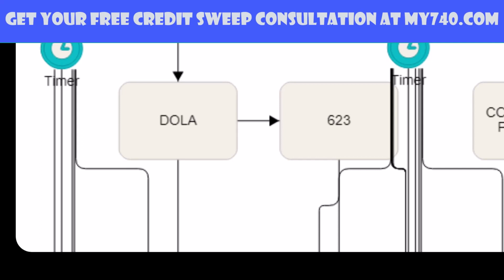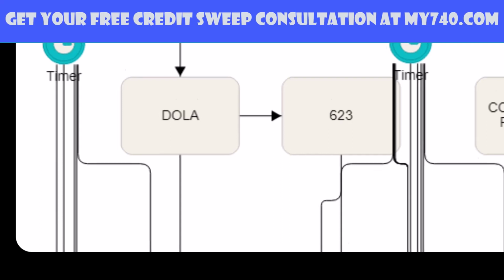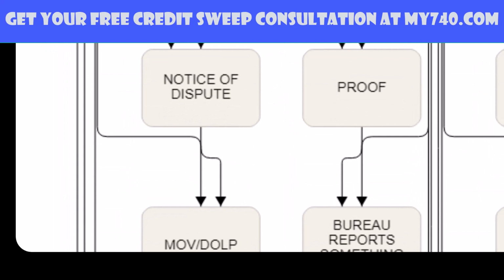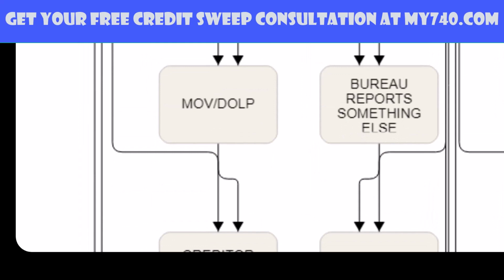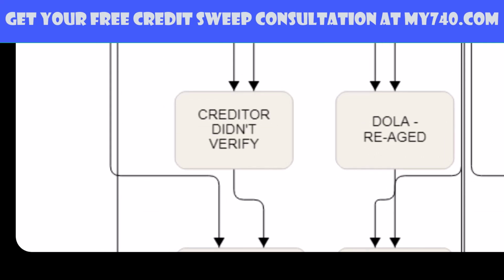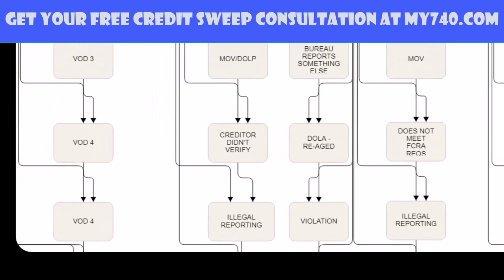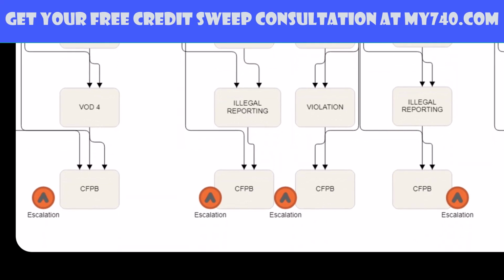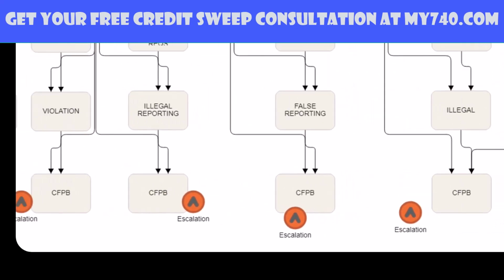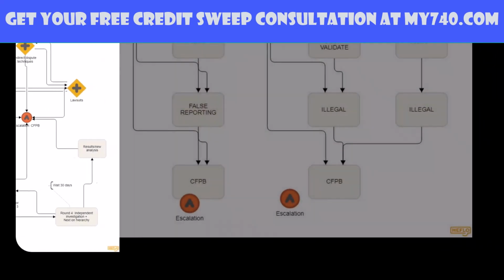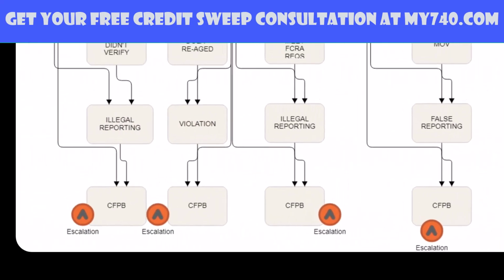All right, round one: date last active, creditor, 623 dispute. Next round, notice of dispute. On the creditor side, proof. Round three, method of verification, date last paid. Over on the creditor side, bureau reports something else. And then creditor didn't verify, in addition to the other factual based disputes that you can be using, right? And then we also have date last active, re-aged, illegal reporting, violations, and now we land down into CFPB. Now, as you can see, all of these end in the CFPB. Notice the word end. They end with the CFPB.